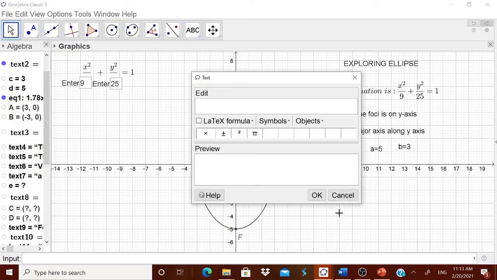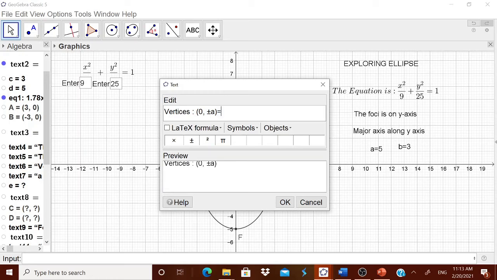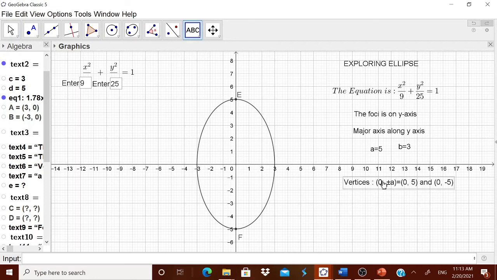Now what are the vertices now? Vertices are the same thing. It is on the y-axis. Therefore, 0, 0, plus or minus a. What are the points? You are seeing the points over here. E and F, from the object E and from the object F. Is it okay? Okay, you got the vertices.